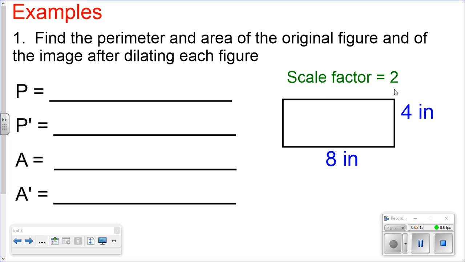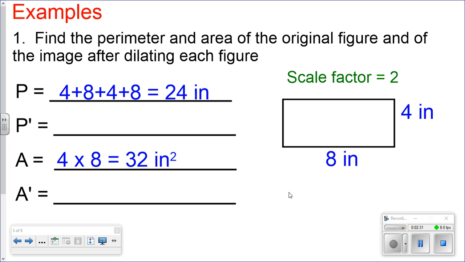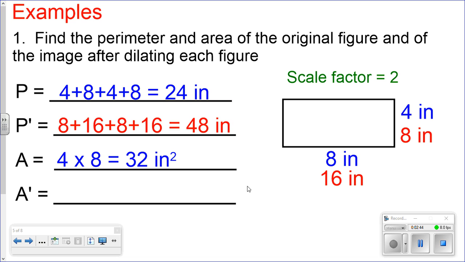So to find the perimeter and area of an original figure and the image after dilating, it says here my scale factor is 2. Here's my original image. To find the perimeter, I'm just adding up the sides. So 4 plus 8 plus 4 plus 8 is 24 inches. The area of the original figure is 4 times 8, which is 32 inches squared. Now once I multiply the sides by my scale factor, so 4 goes to 8 and 8 goes to 16, when I find the perimeter of this new figure, it's going to be 8 plus 16 plus 8 plus 16, which is 48 inches.